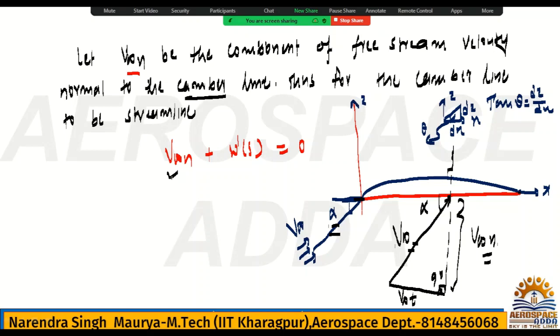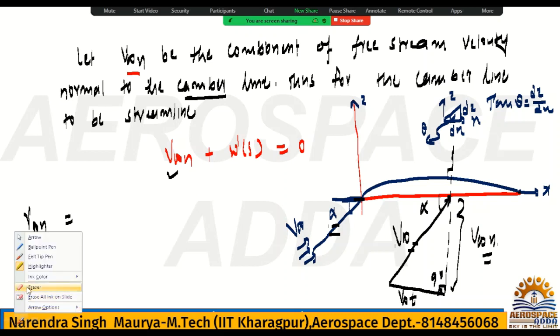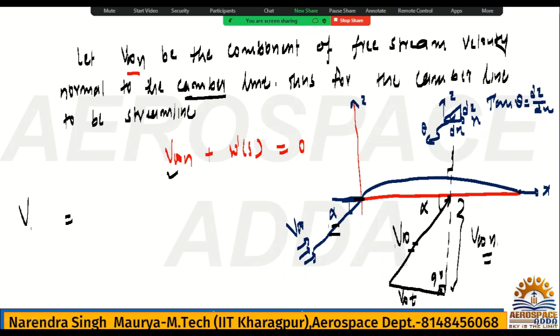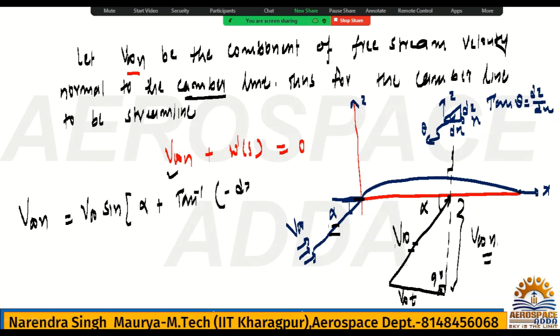So if you calculate this V infinity n, you can use trigonometry. So what may you get for V infinity n by this diagram only? Directly I am writing this, you can calculate by your own. So what you may get? V infinity, okay, sine of alpha plus tan inverse of dz by dx. This term will come into picture. Okay, I told you this slope.